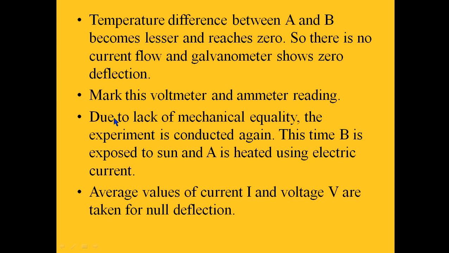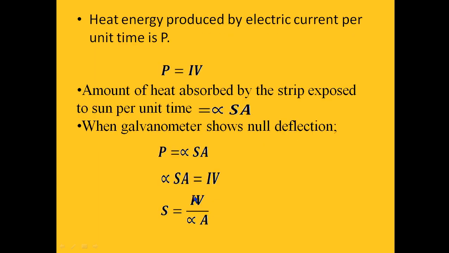Okay. Due to lack of mechanical equality between the two strips, the experiment is conducted again. This time B is exposed to sun's radiation and A is heated using electrical current. Now again we will get another voltmeter and ammeter reading for 0 deflection of the galvanometer. So the average of these values is taken. Average values of current I and voltage V are taken for null deflection.